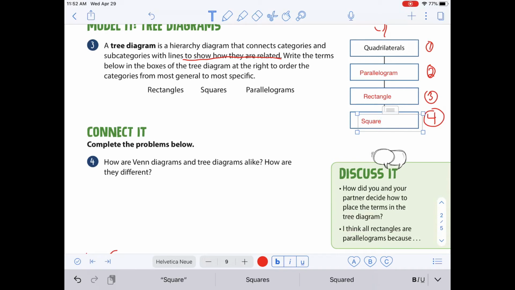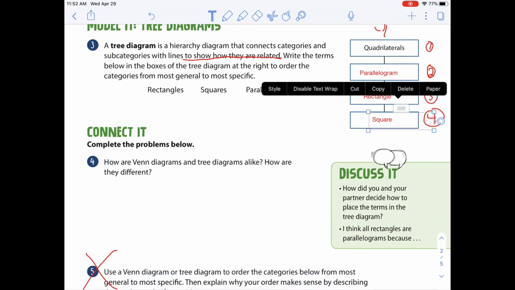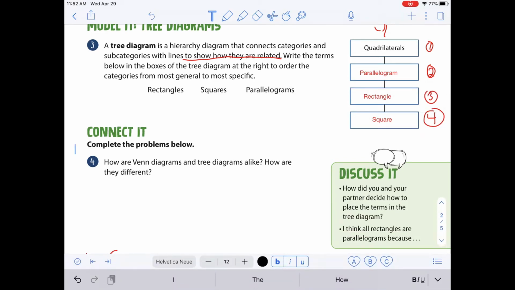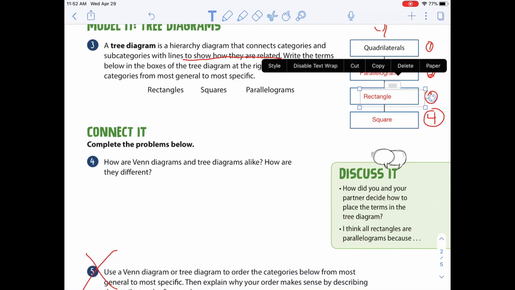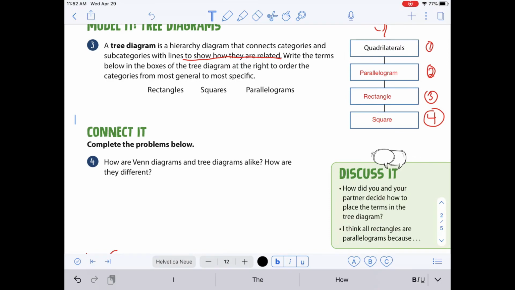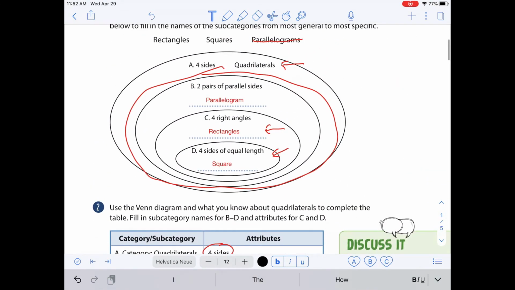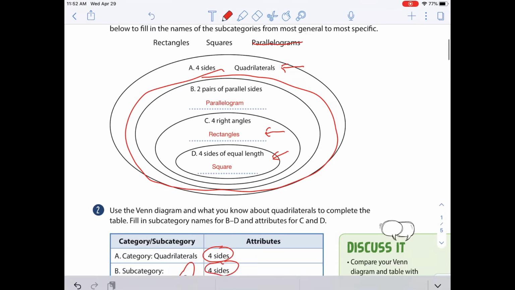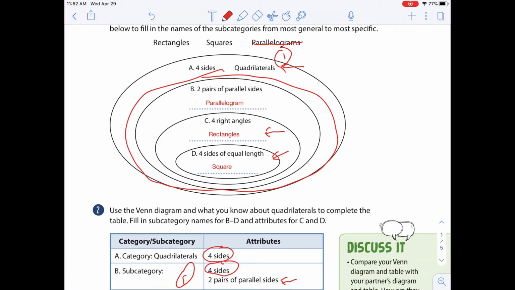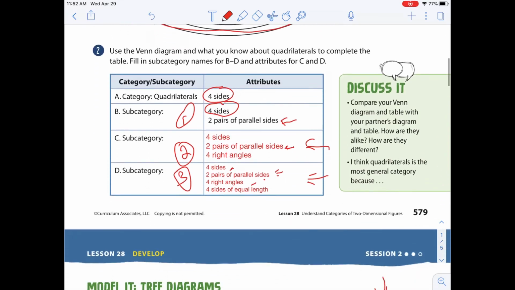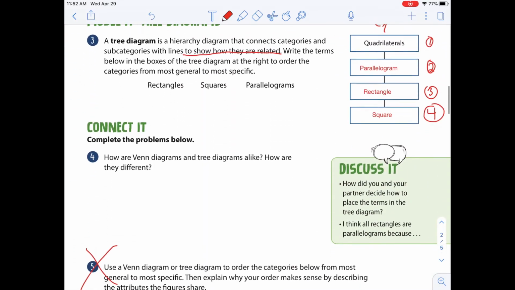So it kind of shows that ranking, right? First comes a quadrilateral, then a parallelogram, then a rectangle, then a square. So really it shows the exact same thing as what we saw here. First came quadrilaterals. Then came parallelogram, then came rectangles, and then a square. So you see that it actually shows the exact same thing.